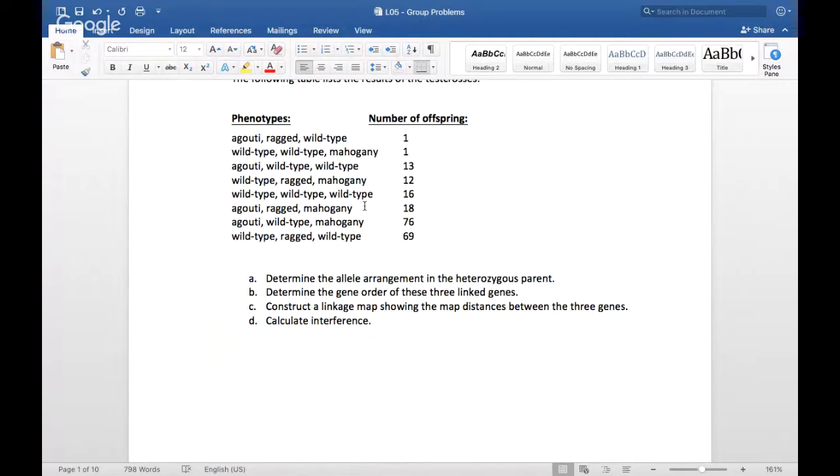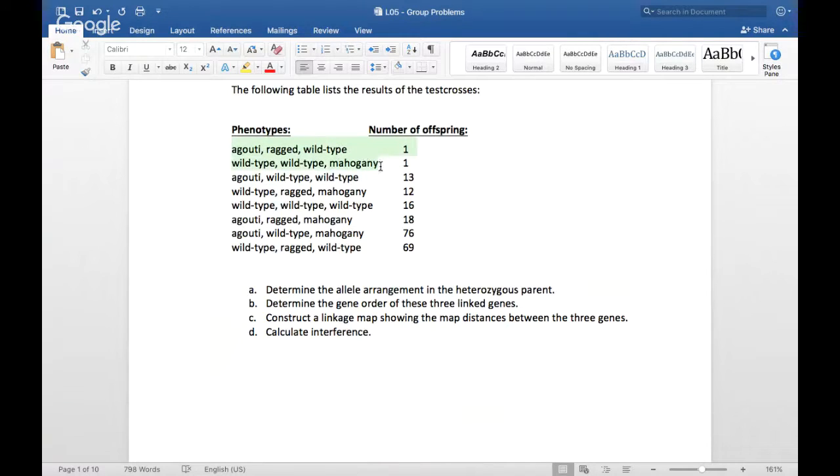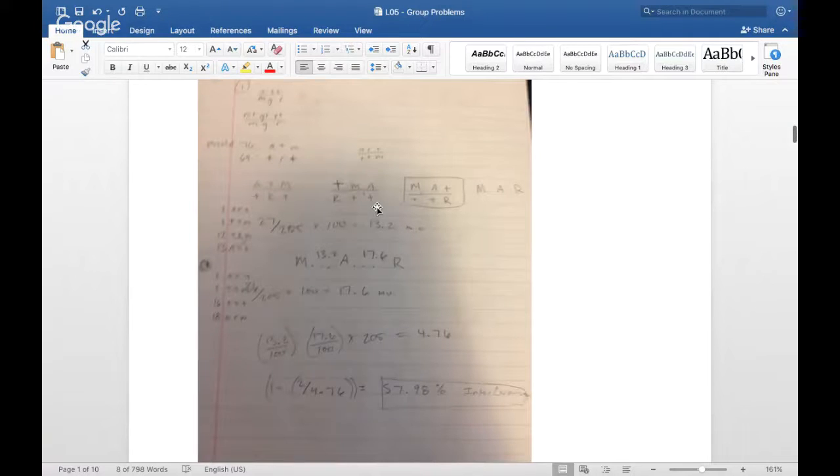What you're going to do for that is find the parental offspring, which are the two most abundant. That happens to be those two right now for this problem. And then to find the allele arrangement, we're going to take the two smallest ones, which are these two right here. And we'll end up with a product that looks similar to this.